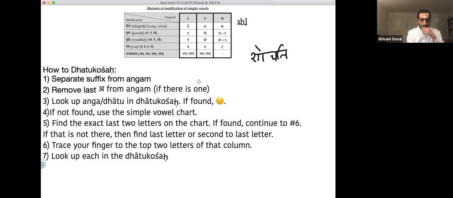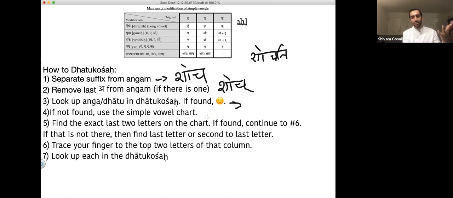So shochati. Now I'm going to remove my suffix from anga. So I'm left with shocha. I remove the last akara. Then it's shoch. I have to put this virama at the end. You see that little tail? That tail means I've removed the akara. Now I look up the anga or dhatu in the dhatu kosha.